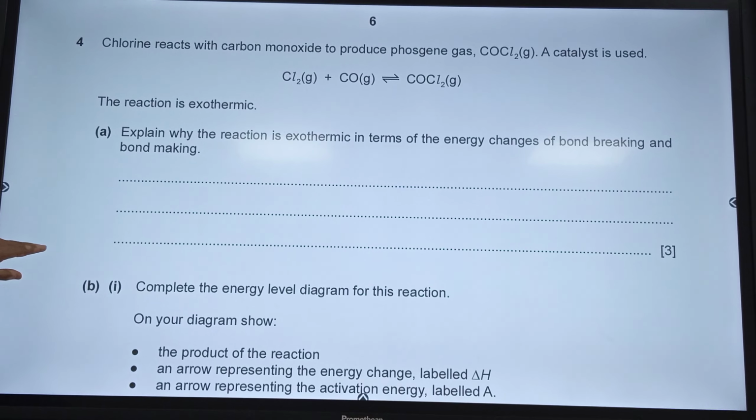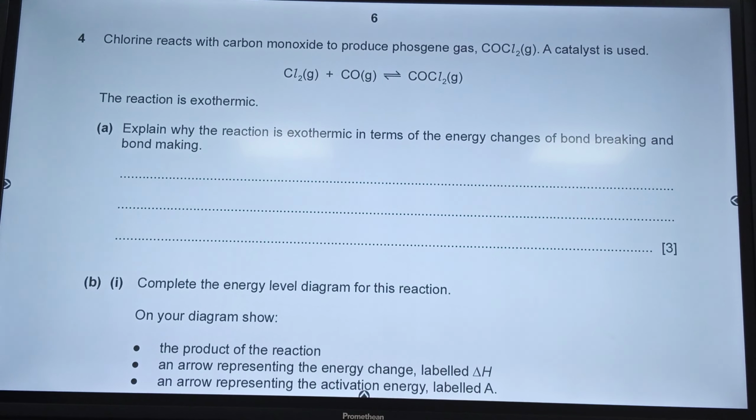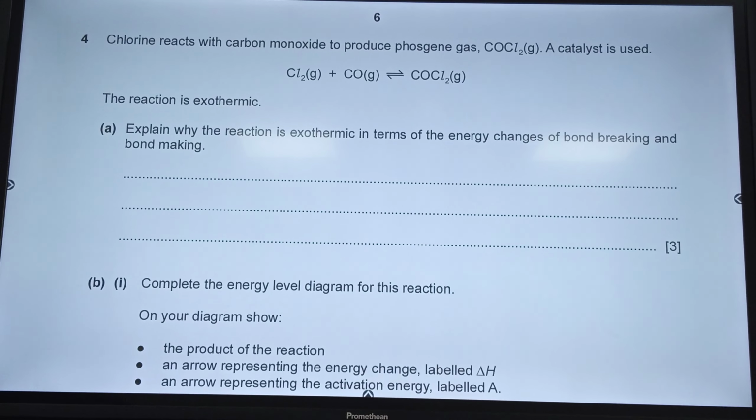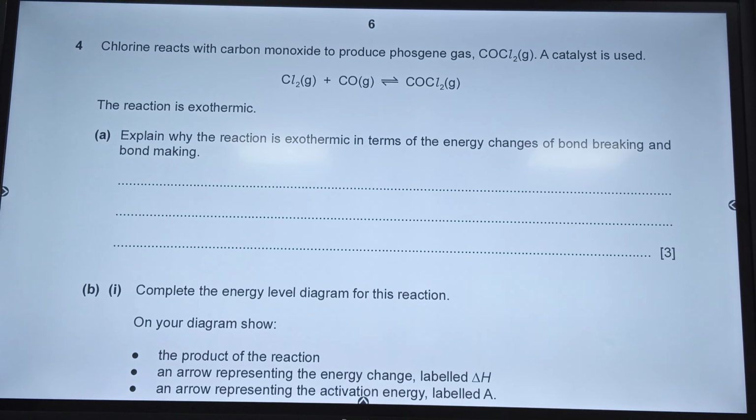Next question. Again, a reversible reaction is shown, and he says chlorine reacts with carbon monoxide.